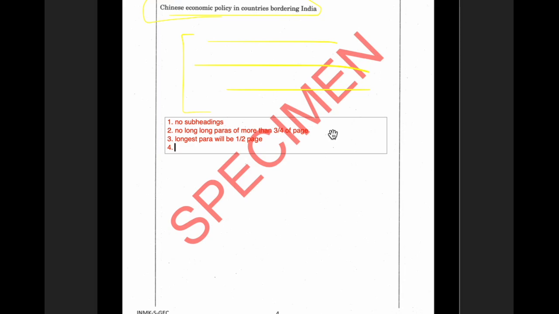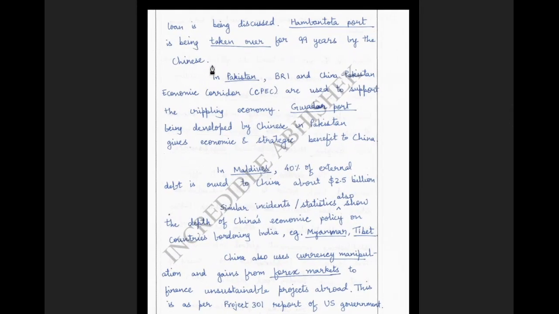None of the essays have such long points that you need to go more than half a page to explain one particular point. Indentation should be the same. By indentation I will show you what it means. Suppose this is the straight line, then every time it starts from the same place: in Pakistan, in Maldives, China, you see everything is starting from the same space. This is called indentation, the gap you have left here.